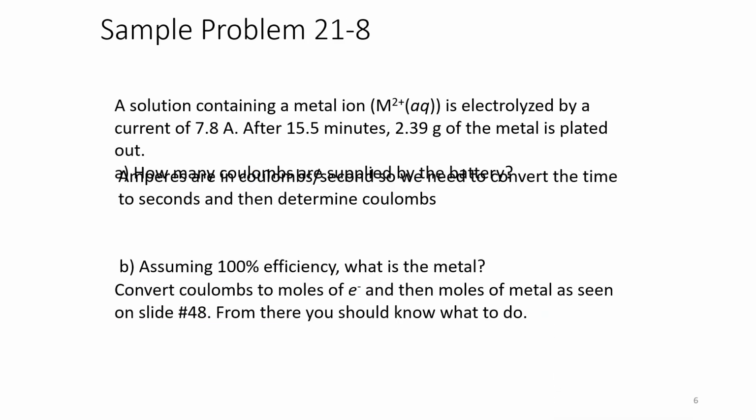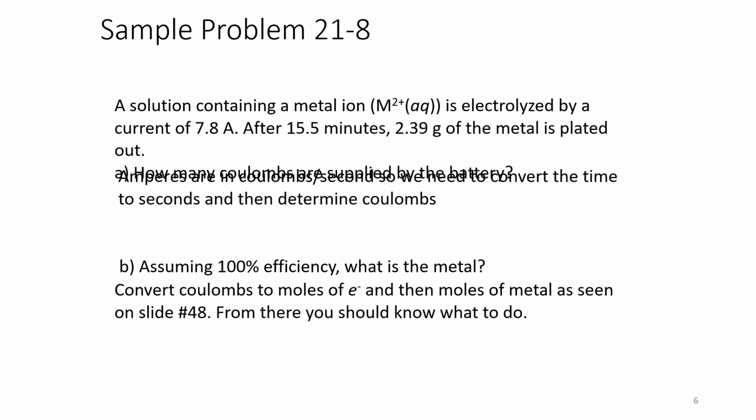All right, so our sample problem 21-8, dealing with electrolytic cells, reads that we have a solution that has a metal ion. The only thing we know about the metal ion is that it is M and it's 2+. It says that it is electrolyzed by a current of 7.8 amperes. After 15.5 minutes, we have 2.39 grams of the metal plated out. That means that 2.39 grams of the metal has been converted from cations into solid metal. And so A asks, how many coulombs are supplied by the battery?